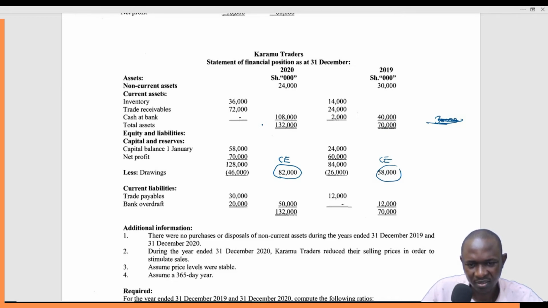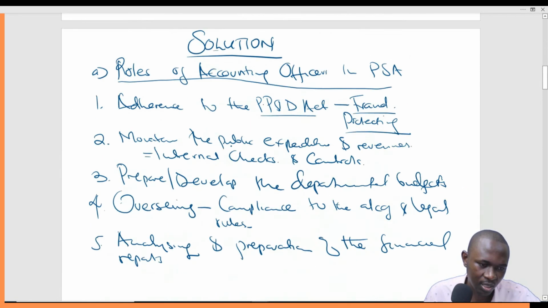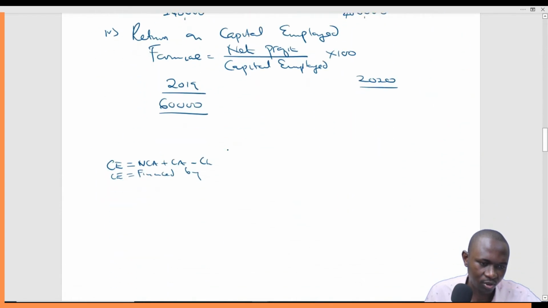You can see 70 minus 12 will give 58. And this 70 is non-current assets plus current assets, less current liabilities. You get this. So all of them will give you the same answer. Capital employed can be equal to non-current assets plus current assets minus current liabilities, or you simply go to the financed by section and pick that figure. That is capital employed.